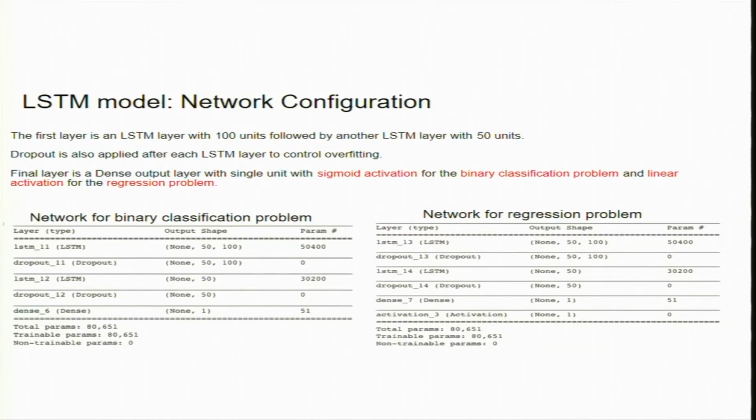So, let us see this LSTM network. For doing this LSTM network modeling, what is the network configuration? The LSTM network will consist of a first layer of 100 units, and then a dropout layer is added to control overfitting. The final layer is a dense output layer with a single unit, with sigmoid activation for a binary classifier and linear activation for a regression problem.